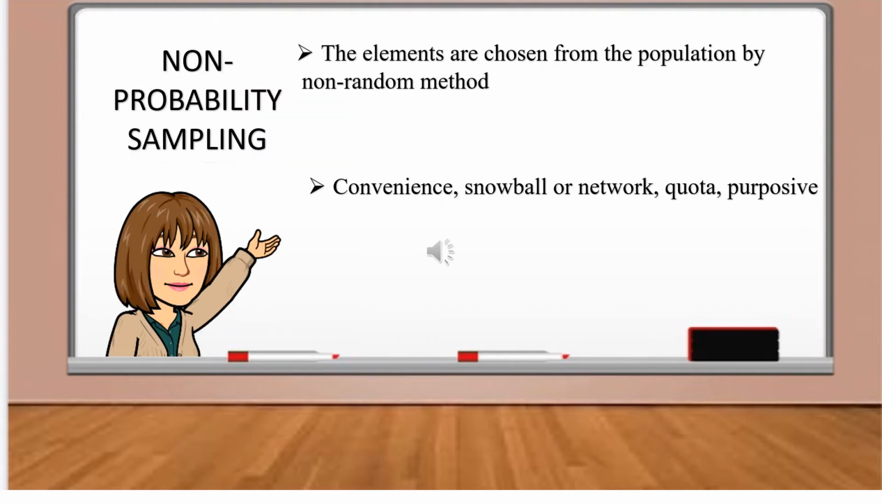The non-probability sampling. The elements are chosen from the population by non-random method. There are four types of non-probability sampling: convenience, snowball or network, quota, and purposive non-probability sampling. In our next lesson, you will learn how to use these types of non-probability sampling.